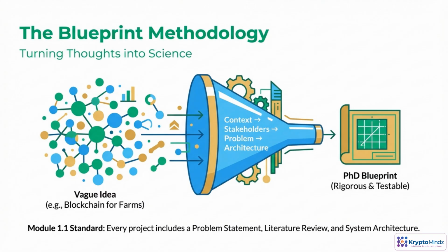Think of the methodology we'll use as a funnel. You might begin with a vague idea like blockchain for farms. First, you anchor it in context: Vision 2030, Jazan's needs, and real stakeholders. Then you sharpen the problem statement, map the literature to find gaps, and propose a testable architecture. The outcome is a rigorous PhD blueprint you can defend, implement, and publish around.